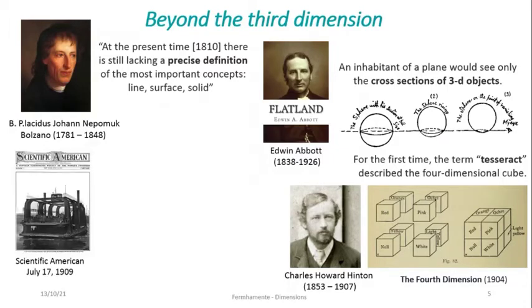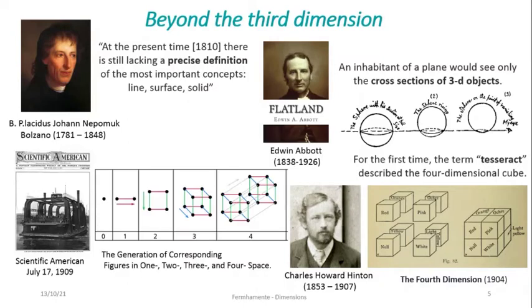A 1909 Scientific American essay contest, entitled What is the Fourth Dimension, received 245 submissions for a $500 prize. Hinton was a British mathematician who published various monographs on the mathematics of higher dimensions. He was the first to use the term tesseract to describe the four-dimensional cube. By sweeping shapes, we can visualize cubes of several dimensions.